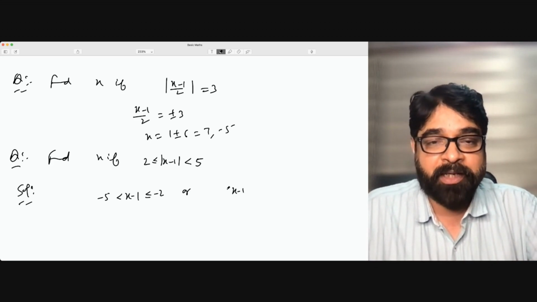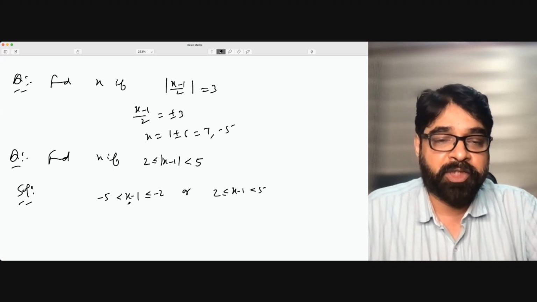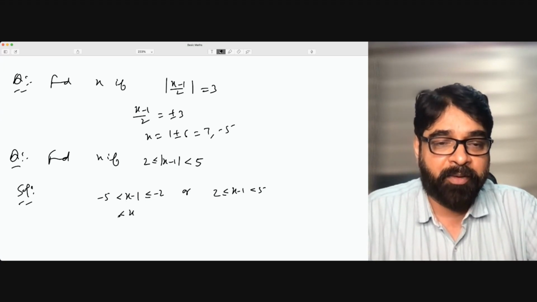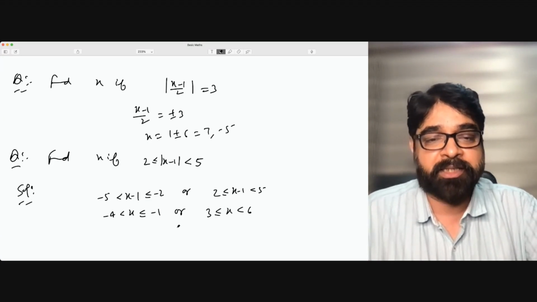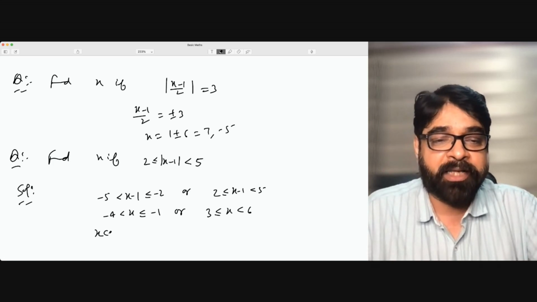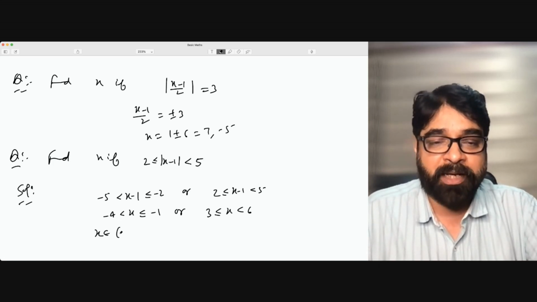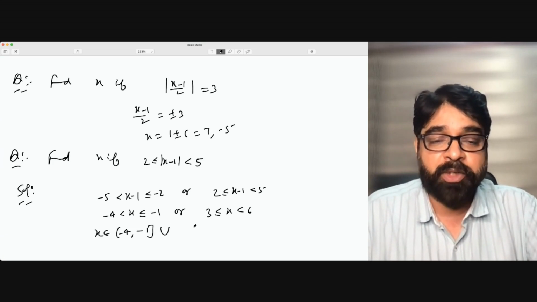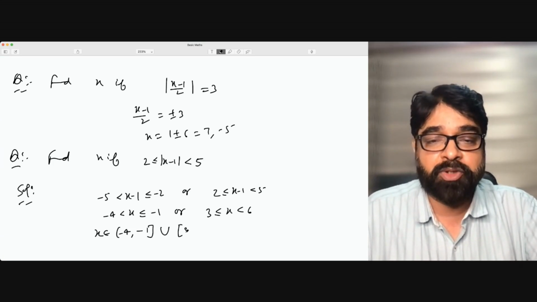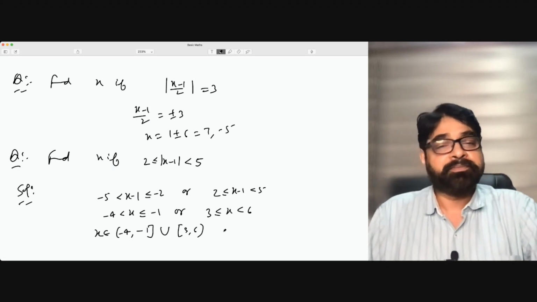So x minus 1 is greater than or equal to 2 but less than 5. So this will give you x greater than minus 5 plus 1, minus 4, and x less than or equal to minus 1, or x greater than or equal to 3 but less than 6. So finally what you'll write: x is an element of (minus 4, minus 1] union [3, 6). Minus 4 is open because it cannot be equal to minus 4, minus 1 is closed. Union means or. This will be the answer.